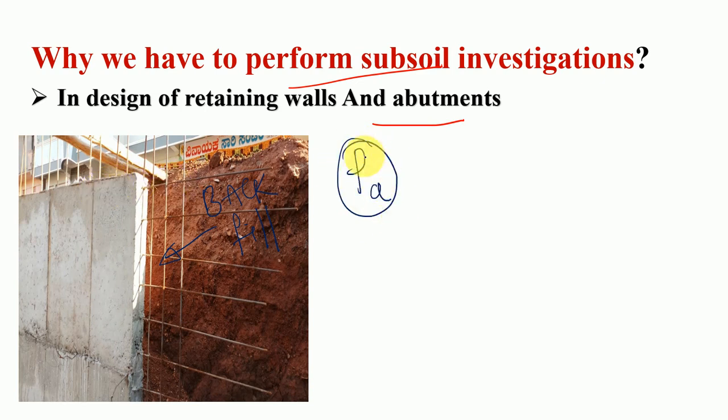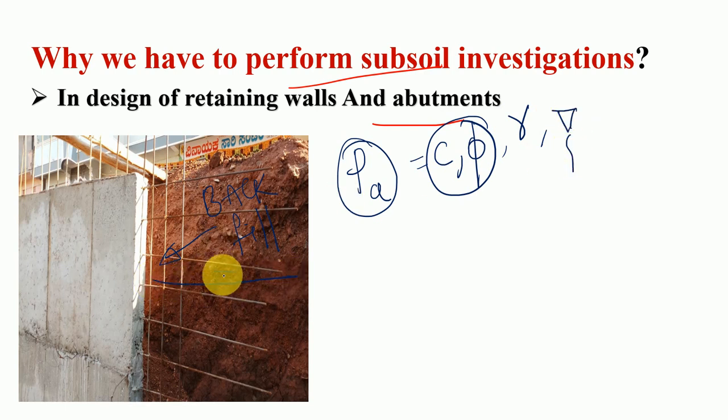But this active pressure Pa again depends upon the c and phi of the soil, and we also require the unit weight of the soil. To get the c, phi, unit weight of the soil and the depth of the water table, all depends upon your soil investigation report. Therefore, soil investigation reports play a very important role in the construction of dams, retaining walls, footings and everything.